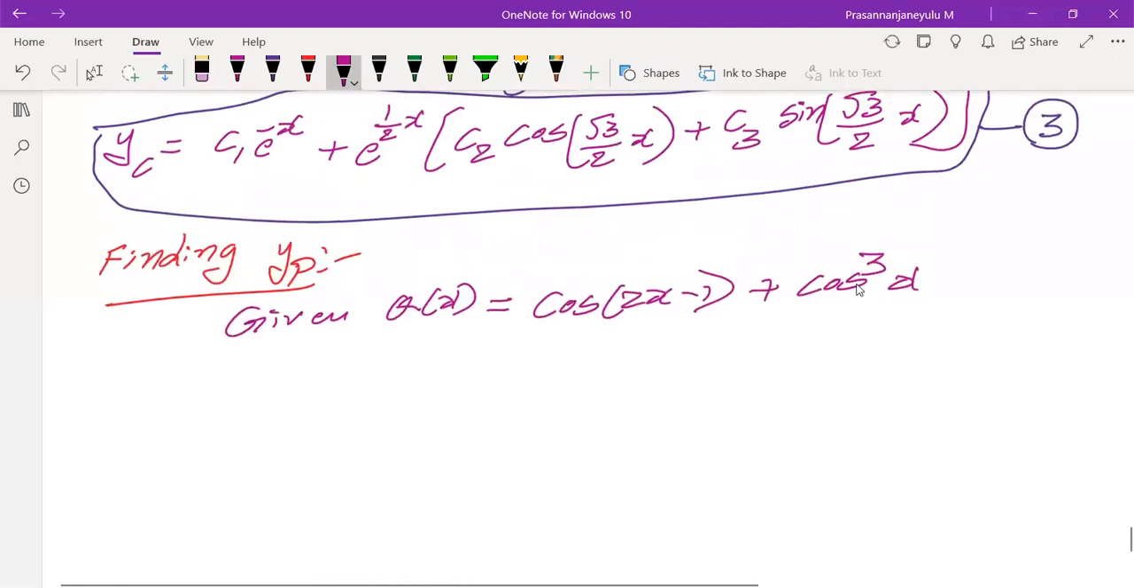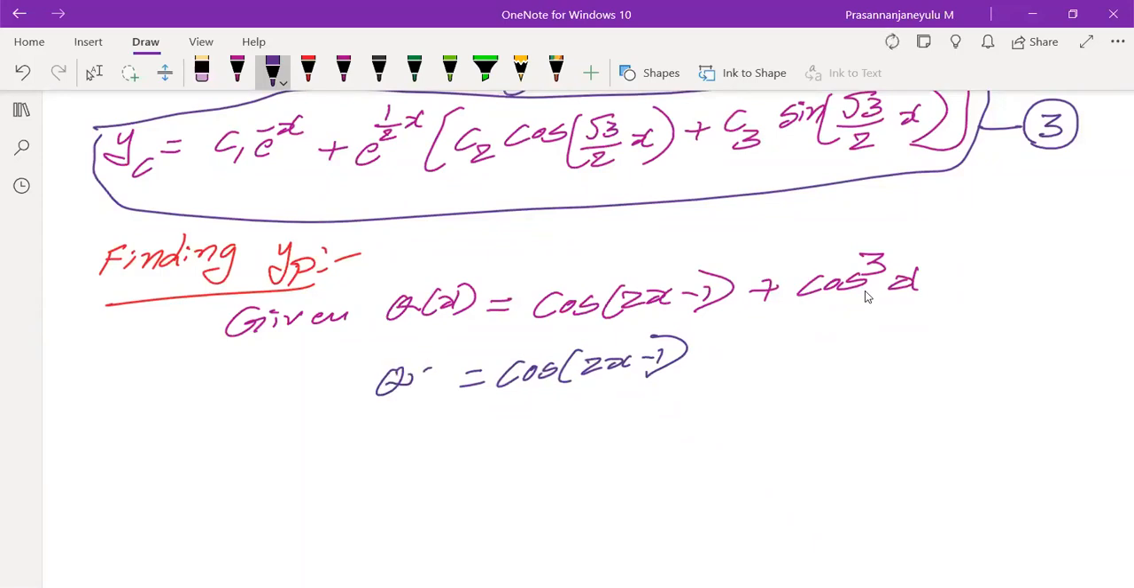But we cannot do anything with the first term, cos of 2x minus 1. We have to treat it like this, cos of 2x minus 1 only. Don't go for the cos a plus b formula. If you go for the cos a minus b formula, cos a cos b plus sin a sin b, so b is 1, cos 1 we cannot write anything, sin 1 is a constant value only, but we cannot write anything. Because of that reason we have to keep it like this.